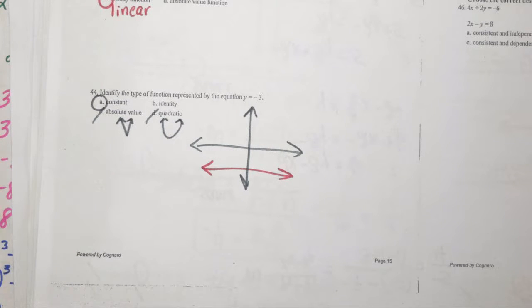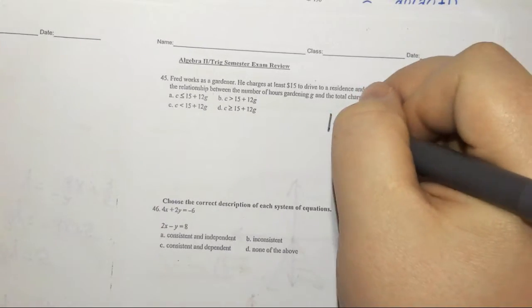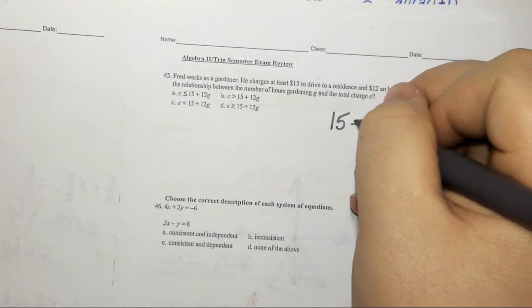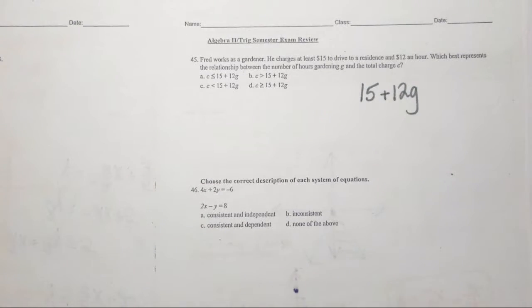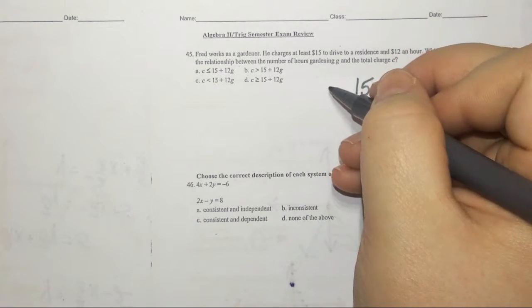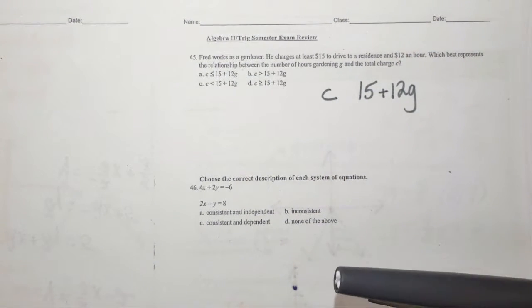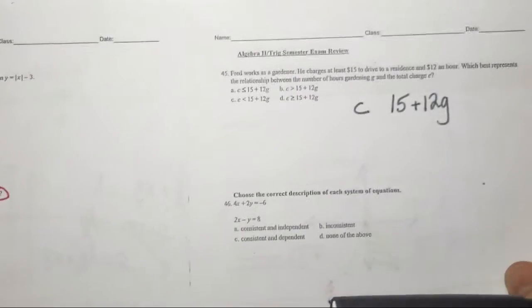45 uses words. Oh no. Fred works as a gardener. He charges at least $15 to drive to a residence, and then he charges $12 an hour. Which best represents the relationship between the number of hours gardening, G, and the total charge?